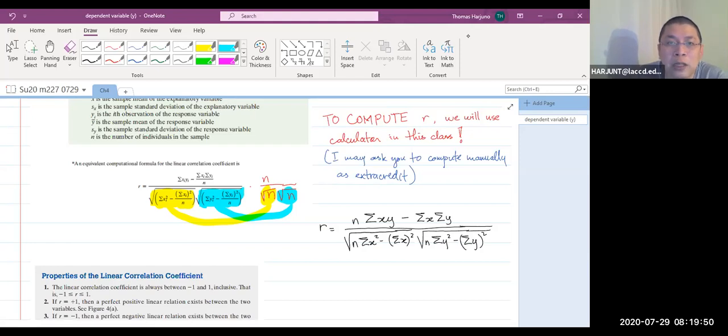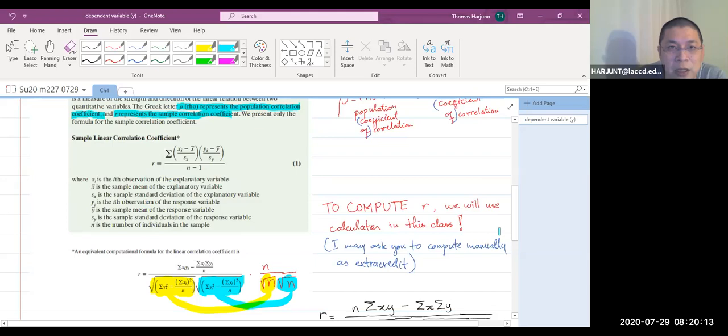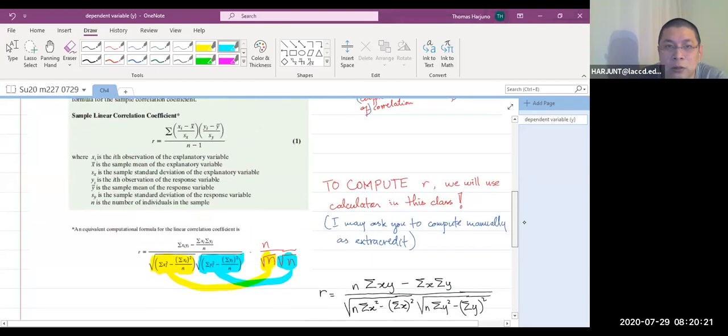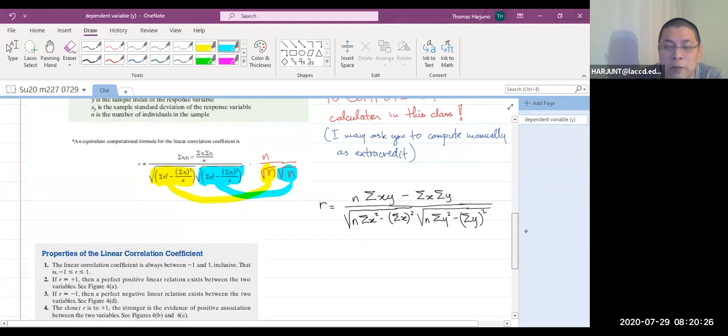In your formula, are X and Y supposed to represent X bar, Y bar? No, it's not. In my formula, we don't have X bar, Y bar. The definition formula has that, but not our formula here.